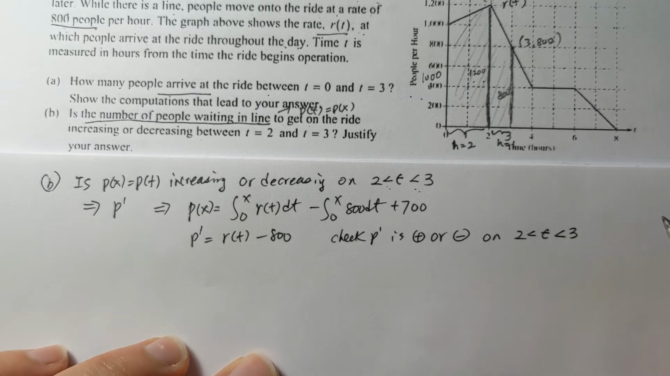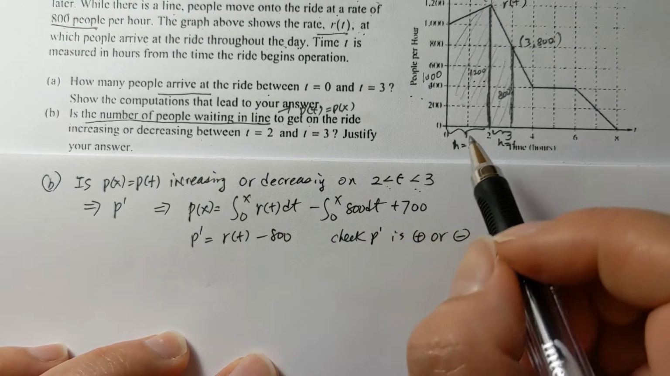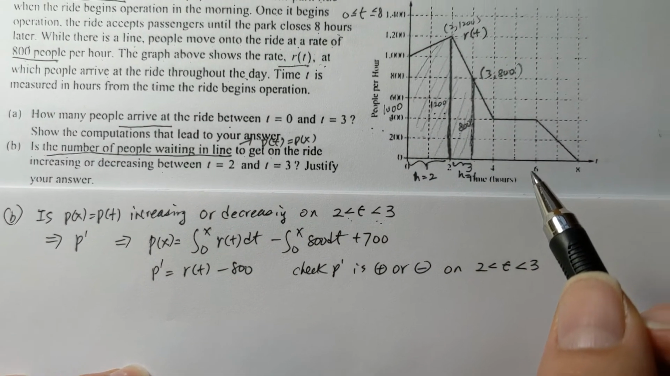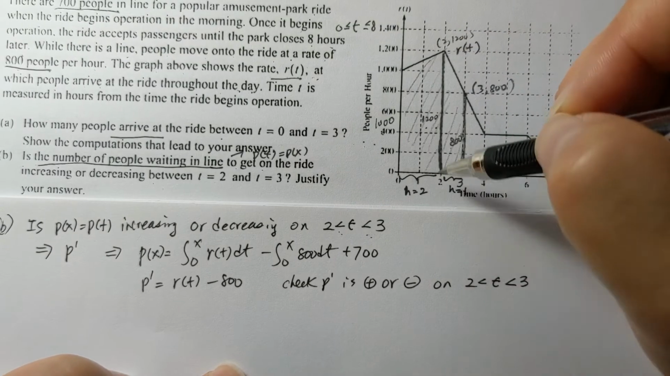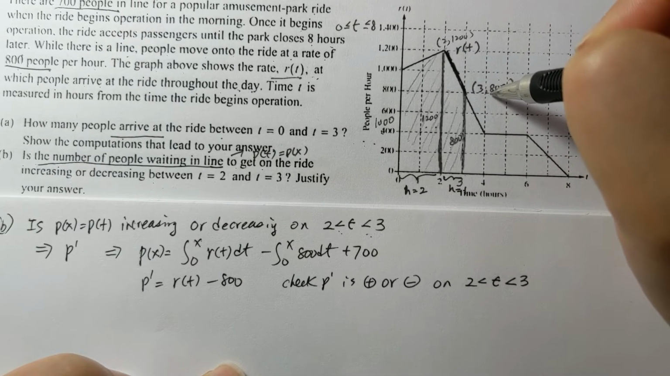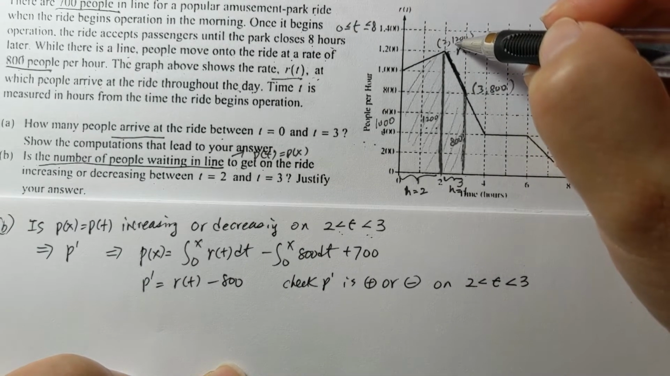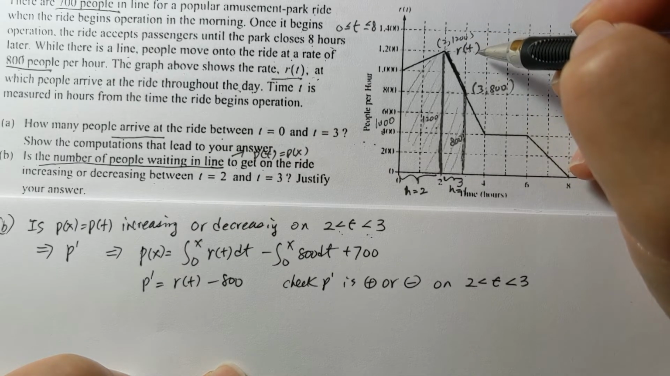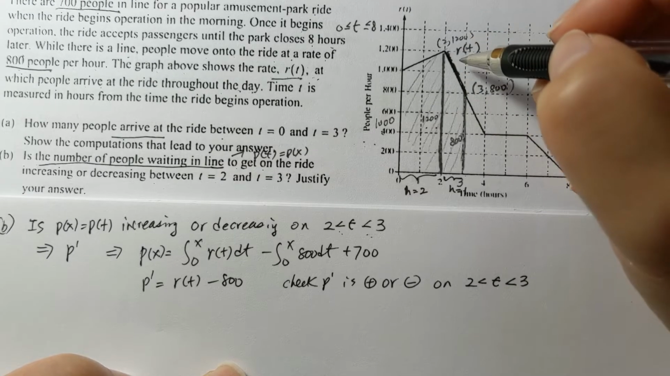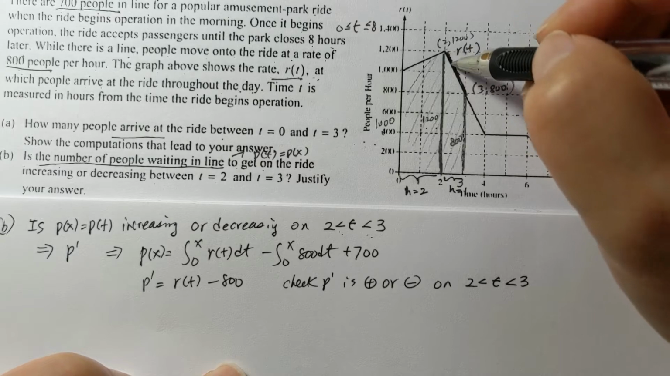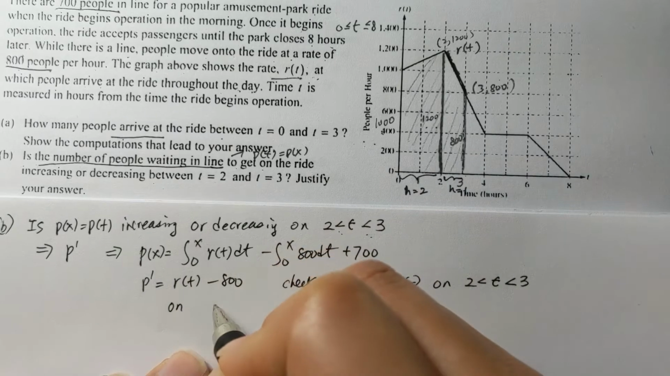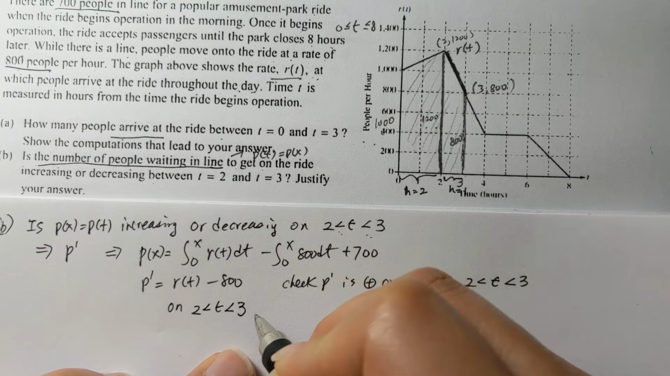2 to 3. Because R(t) is a graph, we definitely cannot type it in a calculator, so we have to look at the graph. So let's take a look at the graph over here. 2 to 3 is this part. At 3, we get 800. At 2, we get 1,200. So this will be like 801, 802, 803. So in other words, R(t) definitely is going to be bigger than 800 on the interval 2 to 3.